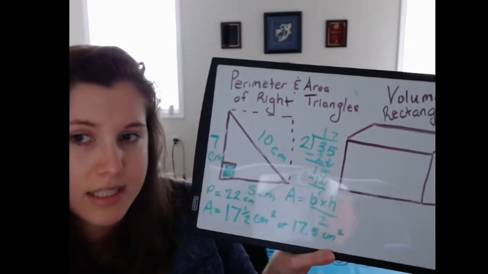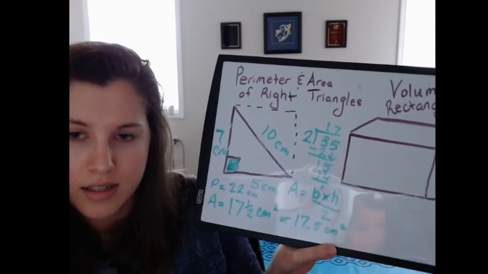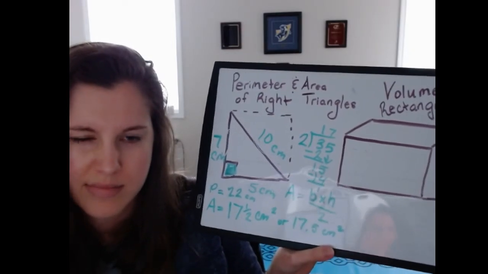Alright, so there's the work I did. Sorry about the glares today, guys. And I'm going to erase the triangle side, and we'll get on to the rectangular prisms.